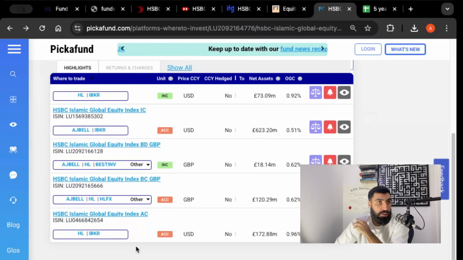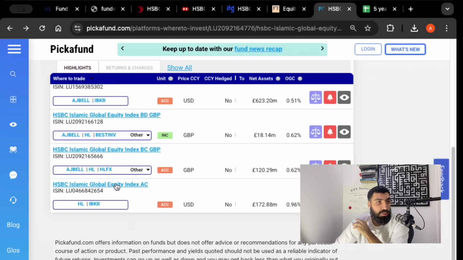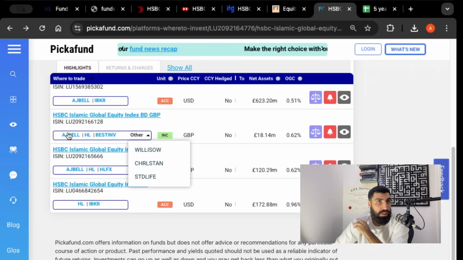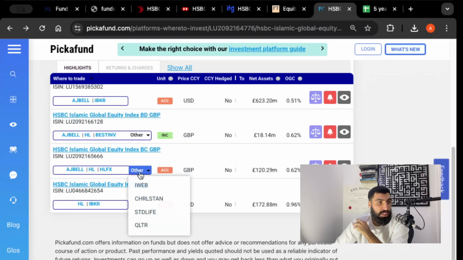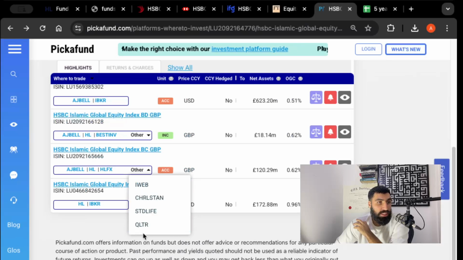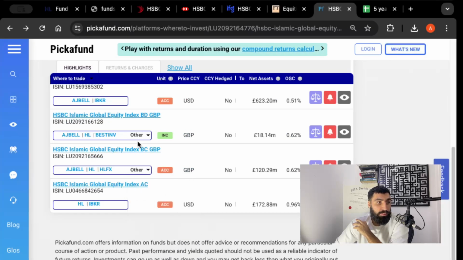So the BD versions, or the B versions, which are available to all brokers, are the ones that have the most people that you can invest into this fund with. So 1, 2, 3, 4, 5, 6, and the other one, the BC one, has 1, 2, 3, 4, 5, 6, 7. So that makes sense for the BD ones.